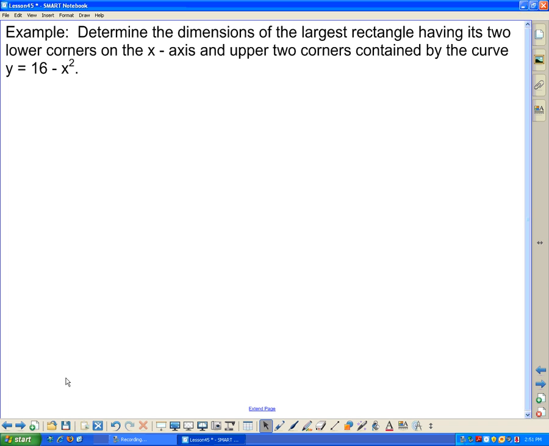All right, final example of max mins. This is one of those brain scratchers that every group of young people, when they get together on a Saturday night, are wondering. It's determine the dimensions of the largest rectangle, having its two lower corners on the x-axis and the upper two corners being contained by that curve. So we want to determine the biggest rectangle.